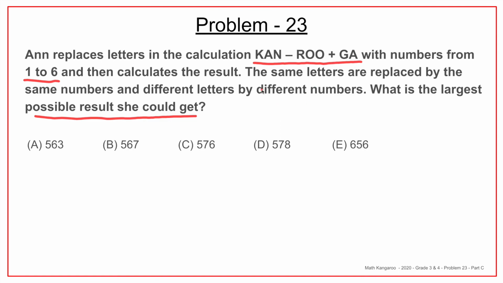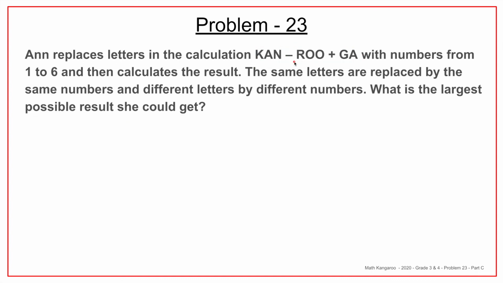To maximize the expression, we make sure that the CAN letters, whatever we assign, should be the largest digit number. And GA should be the lowest digit number, because we are subtracting, so we subtract from the lower number, so it needs to be a lowest digit number. So let's start with that. So now we take CAN. What would be the biggest CAN we could have?